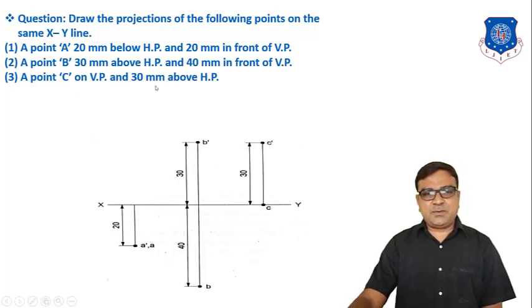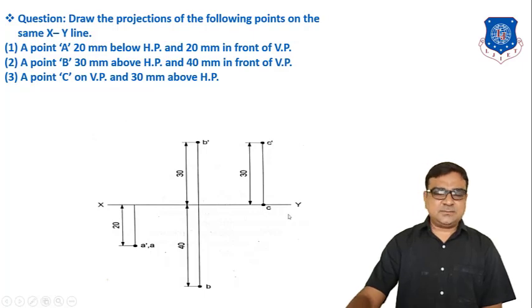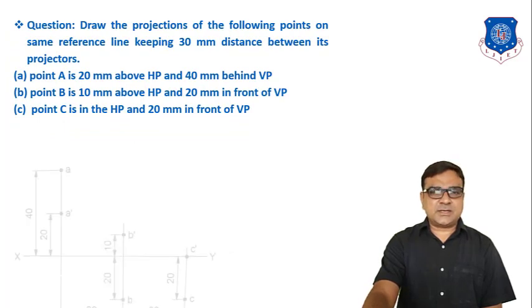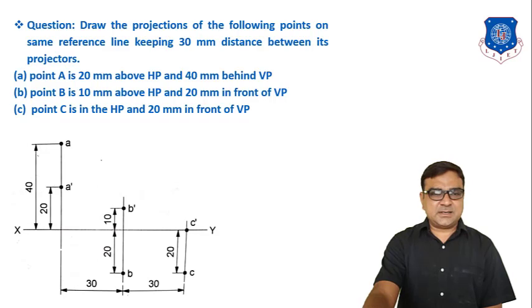Point C is on VP and 30 mm above HP. So its front view, C dash, is above XY by 30 mm, and because the point is on VP, the top view is always on the XY line. So these are another 3 problems. You can solve them yourself. The answers are given.